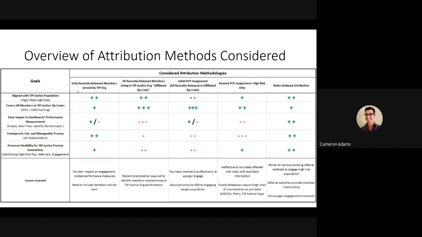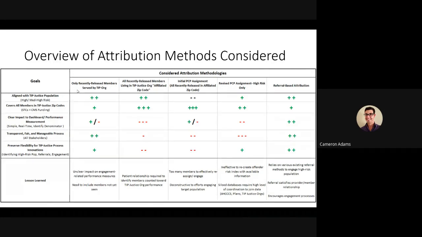So we did need to identify members beyond just the members that are seen. So we took the other end of the scope in our next approach here. We looked at all members that were released from incarceration that were living in TIP justice organization affiliated zip codes. Everybody had a list of zip codes around their clinics that they were more or less affiliated with. But that identified a lot more members than those that were high risk, and it did not allow us to share those members when we're determining the performance for TIP justice organizations.